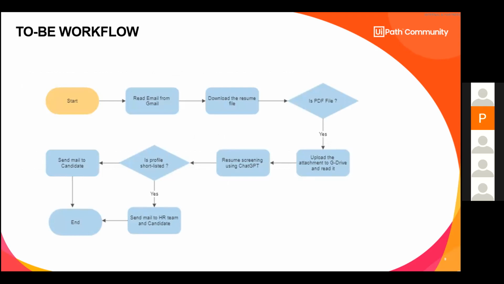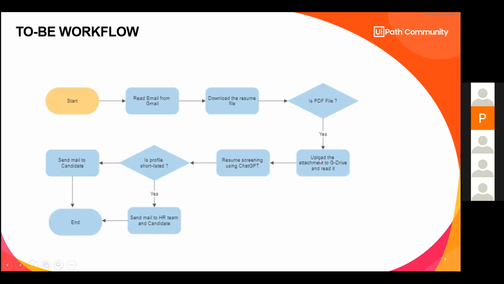Once the email is read, the bot will check whether it contains any attachment or not. Then it will download that file. In today's demo, I'm showing a PDF file. If it is not a PDF file, it will send a failure message by email. If it is a PDF file, it will download it and upload it into Google Drive.